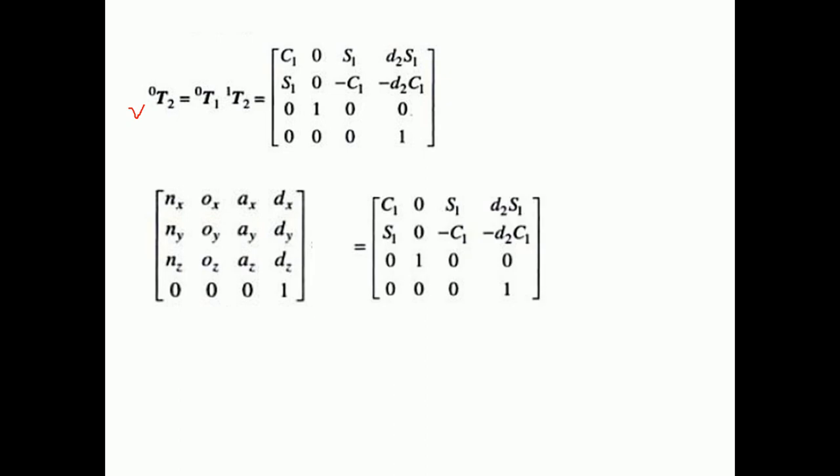After this, what you have to do: this is the homogeneous transformation matrix after multiplication, which we got for projecting point P from frame 2 to frame 0. And this is the homogeneous transformation matrix for the end effector, which is going to be equated to the homogeneous transformation matrix achieved by multiplying the 2 transformation matrices.